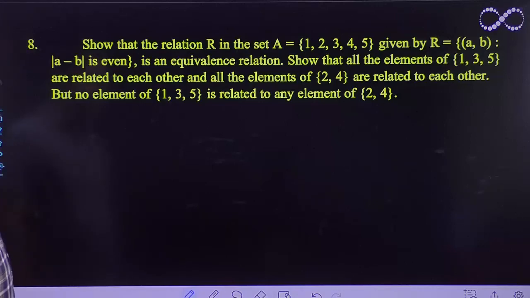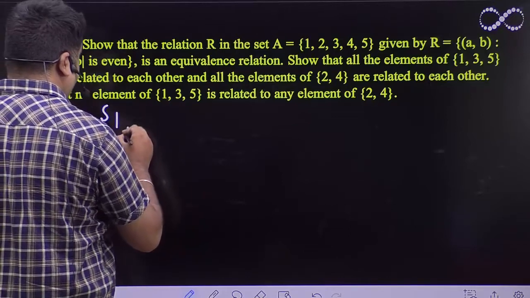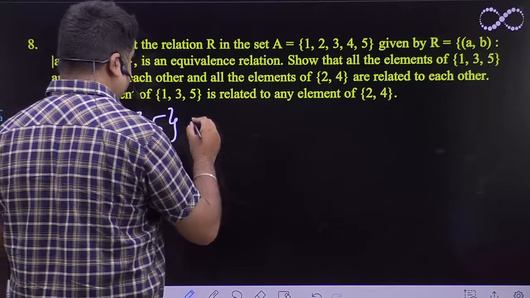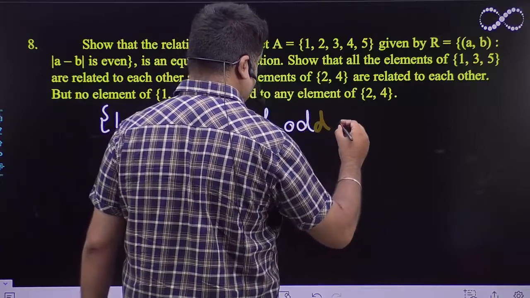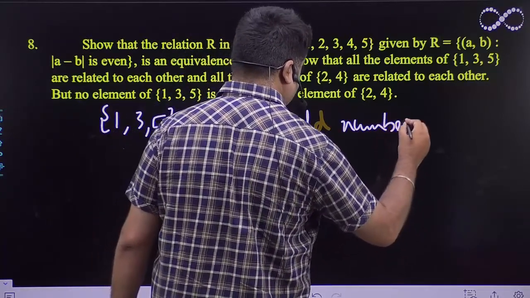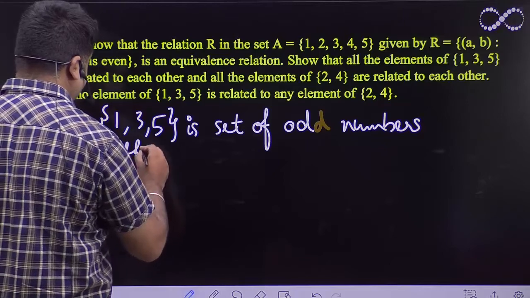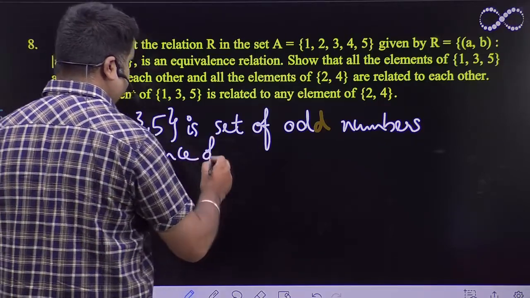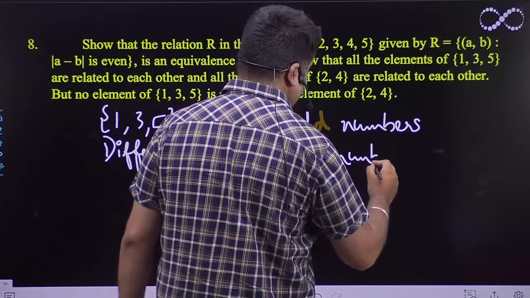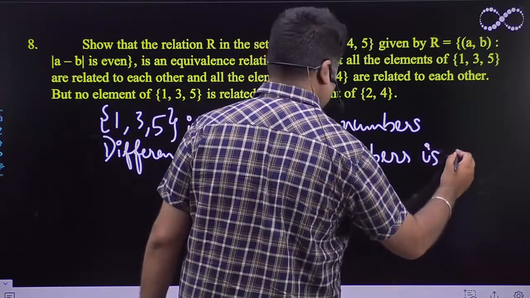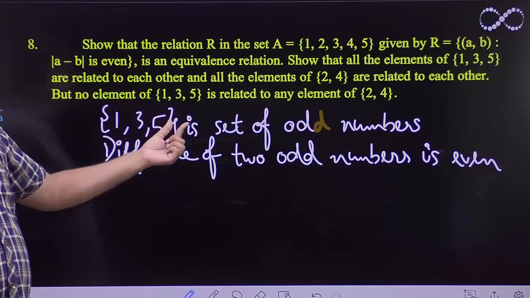So let's see the second part of this. For the second part, we have to show that elements of {1, 3, 5} are related to each other. This is obvious since {1, 3, 5} is a set of odd numbers, and we know that the difference of two odd numbers is even. So therefore, all the elements of {1, 3, 5} are related to each other.